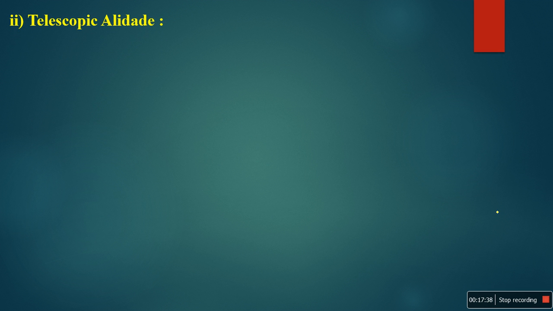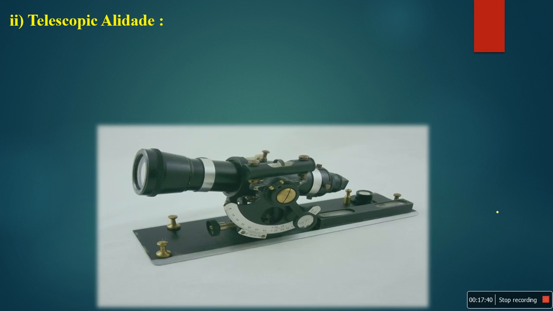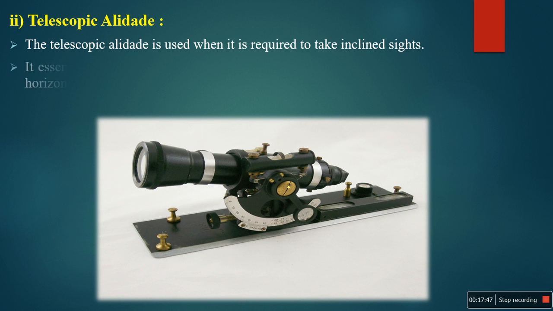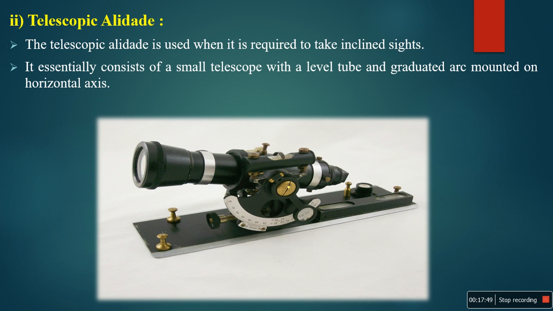Next one is the telescopic alidade. This is the image of the telescopic alidade. My only difference is that instead of attaching the vanes, here we are using the telescope. This telescope comes with a level. Level tube is there for leveling up this telescope instrument.